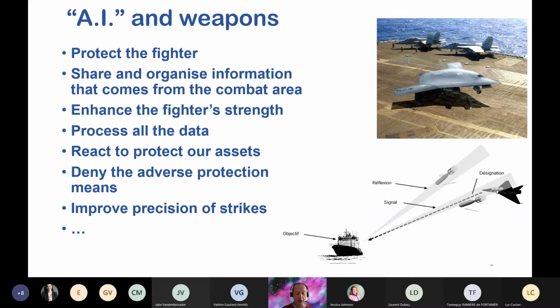Improve the fighter's strength. We can imagine an exoskeleton for soldiers in a chaotic environment. Process all the data and react to protect our assets, for instance, Patriot missile systems or Iron Dome in Israel. Deny the adversary's protection means. Let's think of the Stuxnet virus, which discreetly destroyed many centrifuge machines in the Natanz nuclear plant in Iran. Or improve the precision of strikes. Nowadays, missile trajectories can be very confusing for the target.